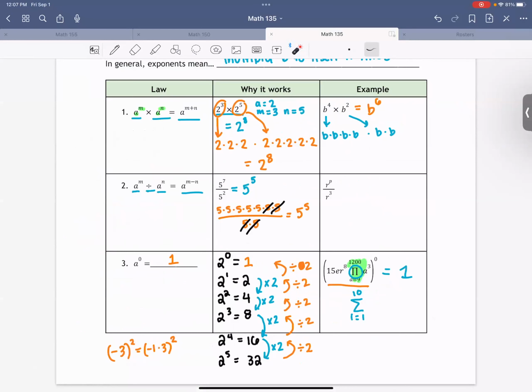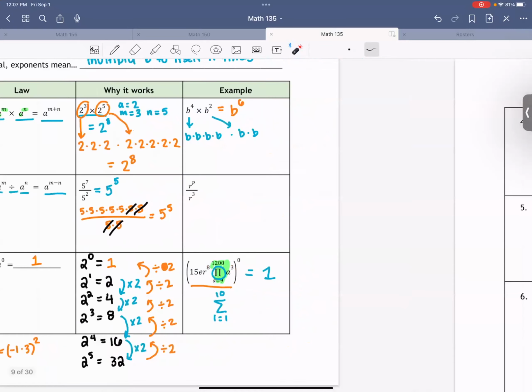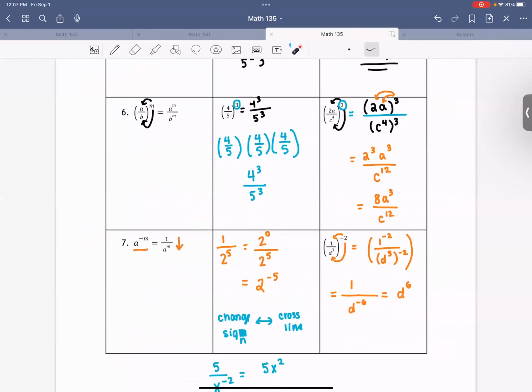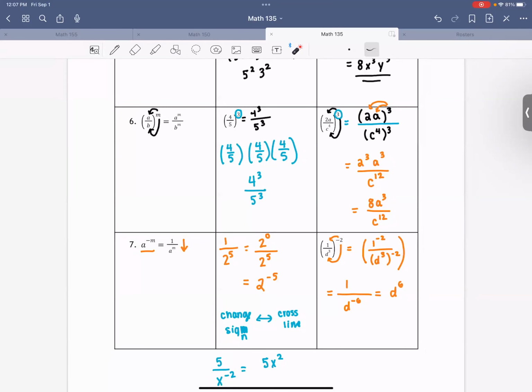So we went through 7 of these laws. We talked about why they worked. I'm going to just refer to the laws as we go through, but if you ever get confused by a law, you can always go back to the definition of exponents and try to figure out what's actually going on here. By the way, if you are new, don't frantically write down stuff right now. You can take a picture of my notes after class.